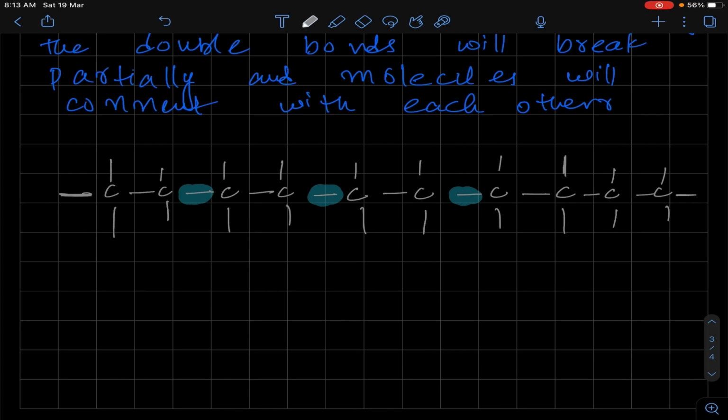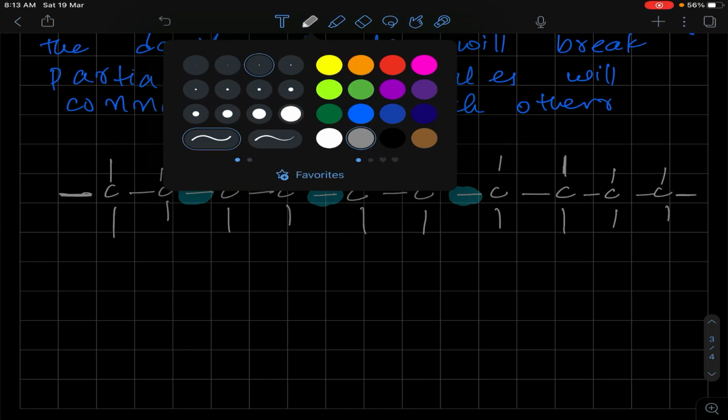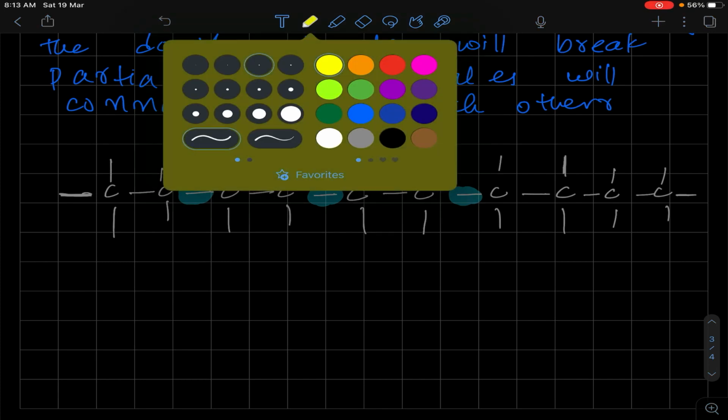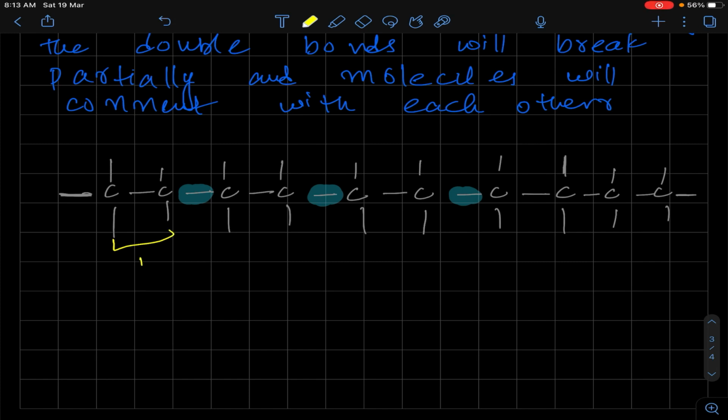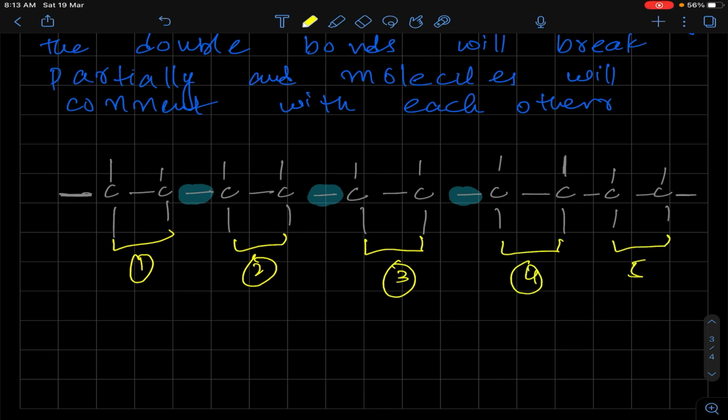The bond which we draw on the left and right side shows the continuity of the structure, that the structure is continued on both left and right hand side, right? So how many small molecules have we drawn here? This is molecule 1, this is molecule 2, this is molecule 3, this is molecule 4, this is molecule 5.